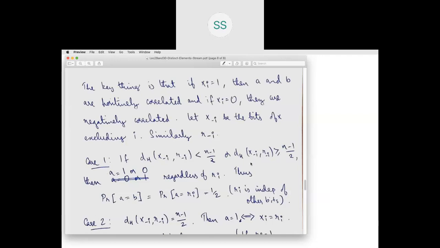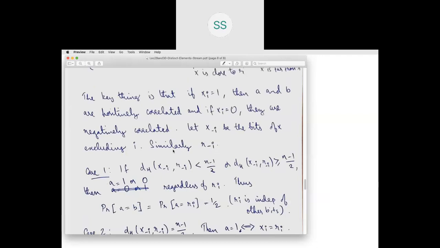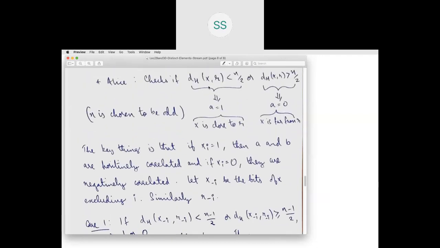If it is in either of these situations, then the Hamming distance of x and r is already determined, regardless of what ri is. Why is this? If it is strictly less than (n minus 1) by 2, right? When we consider the Hamming distance of x and r, which in turn determines a value, we are just checking the ith bit. Now, does that contribute to the Hamming distance or not?